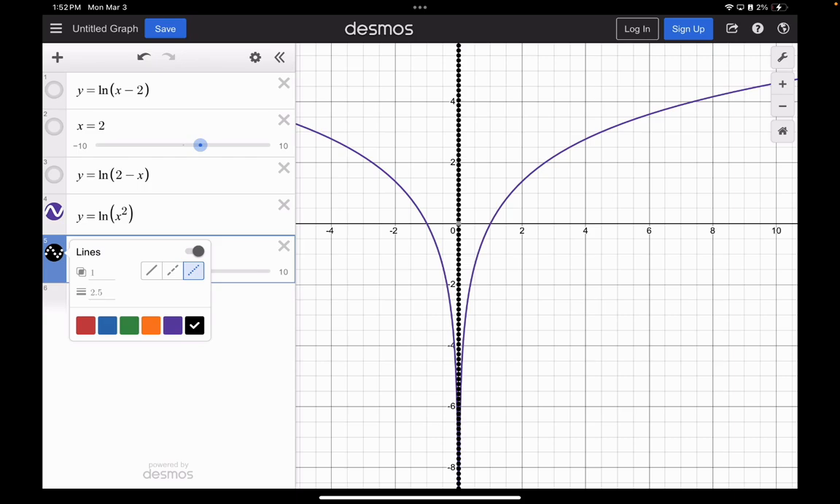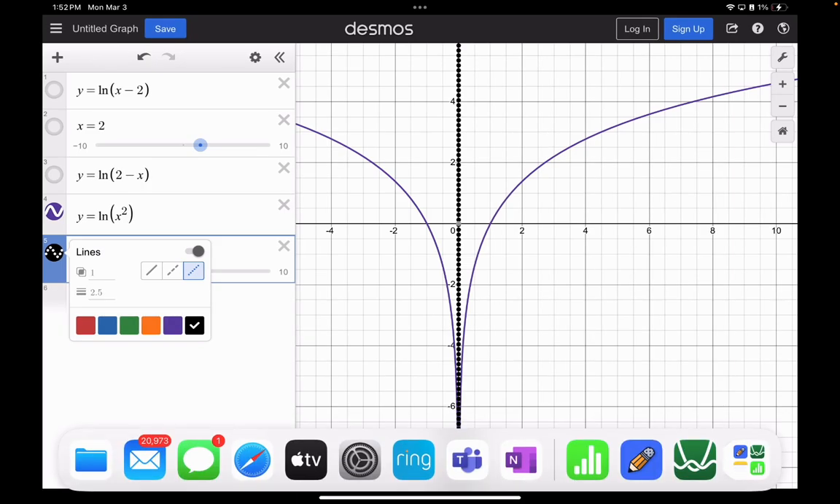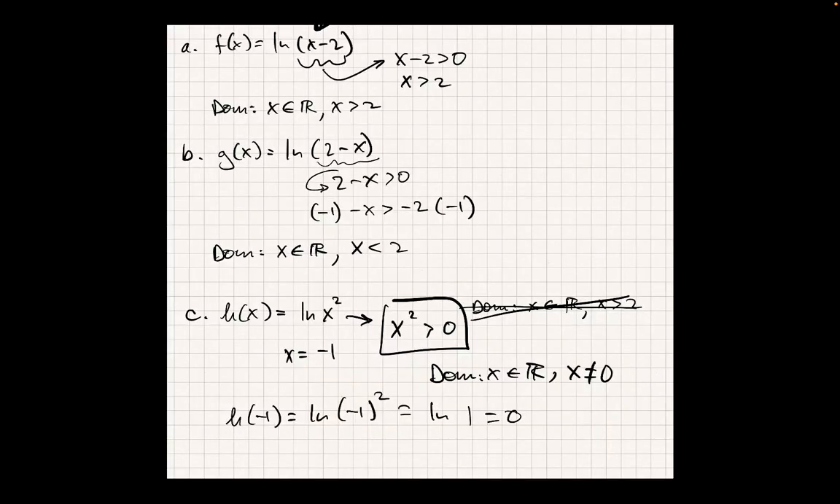So it has a vertical asymptote at x equals 0. Natural log of 0 is undefined, and natural log of negative numbers is undefined. Natural log of negative numbers is not a real number. You have to take the natural log of positive real numbers to get a real answer.